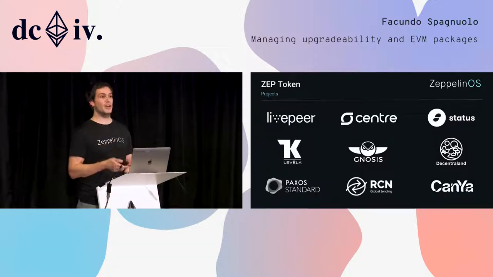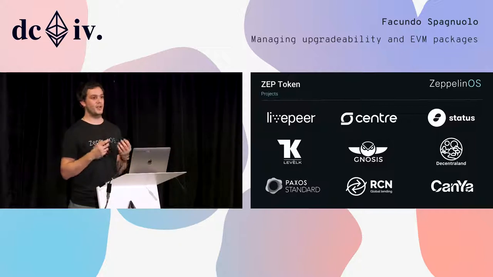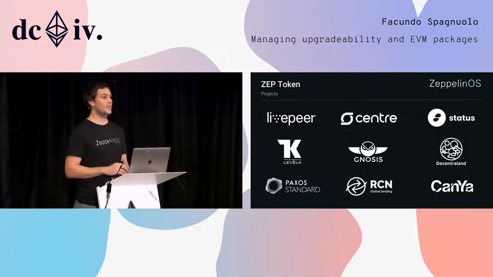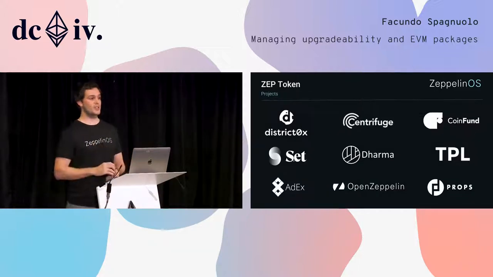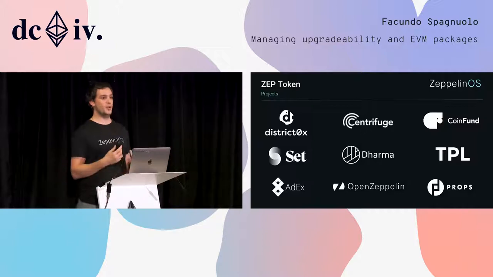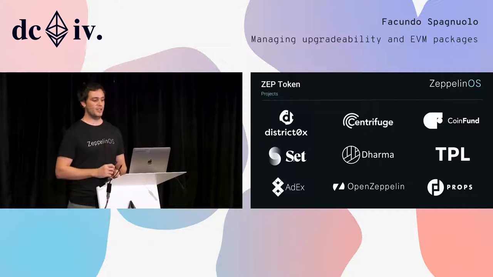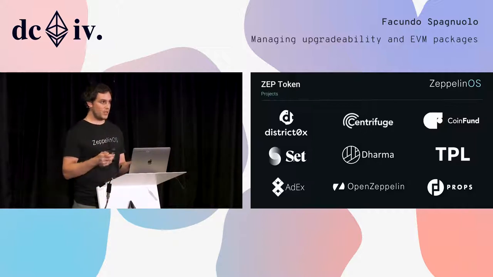And one more thing, we're not alone. There are a lot of amazing projects that already decided to start building their own EVM packages. And many of them are already on-chain. They're already on the mainnet, so you can start reusing their code in your own projects through Zeppelin OS. And you can be one of them too.